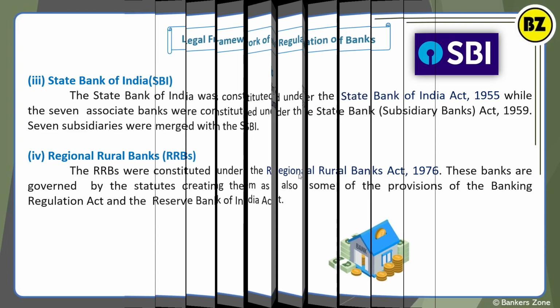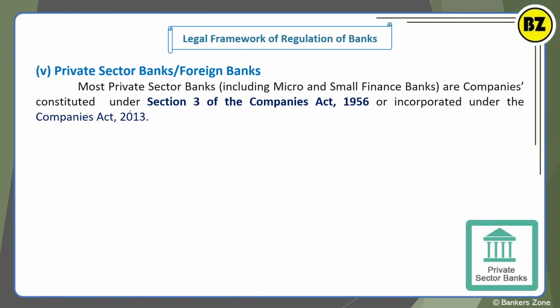Now see here the private sector banks and the foreign banks. Most of the private banks, including micro and small finance banks, are companies constituted under section 3 of the Companies Act 1956. Now you have to understand, the private sector banks are registered under section 3 of the Companies Act 1956. Now that Companies Act has been replaced by the Companies Act 2013. Okay, so 1956 was replaced by 2013.